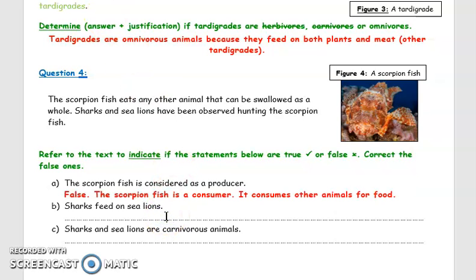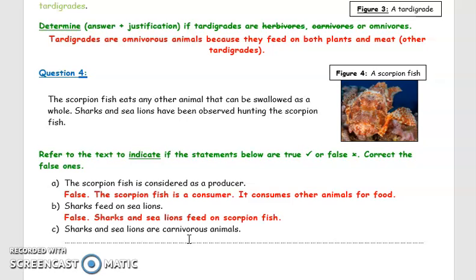Sharks feed on sea lions. Did they say this in the text? No, they don't. They said sharks and sea lions feed on scorpion fish. So this is also wrong. Sharks and sea lions feed on scorpion fish. They hunt the scorpion fish for food.